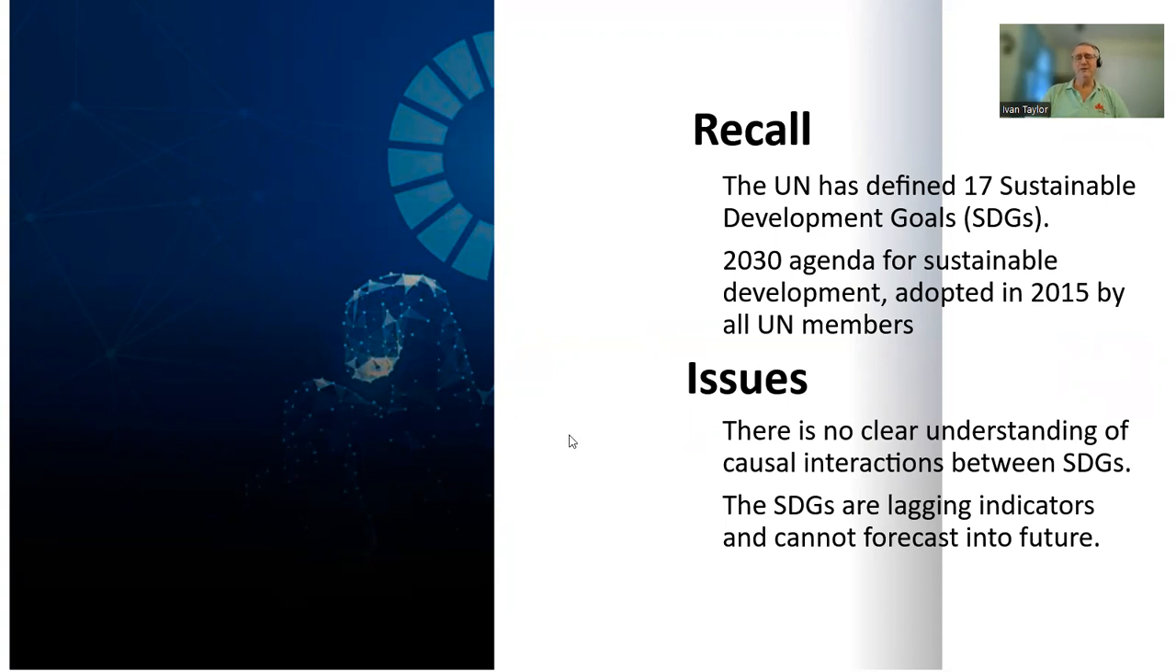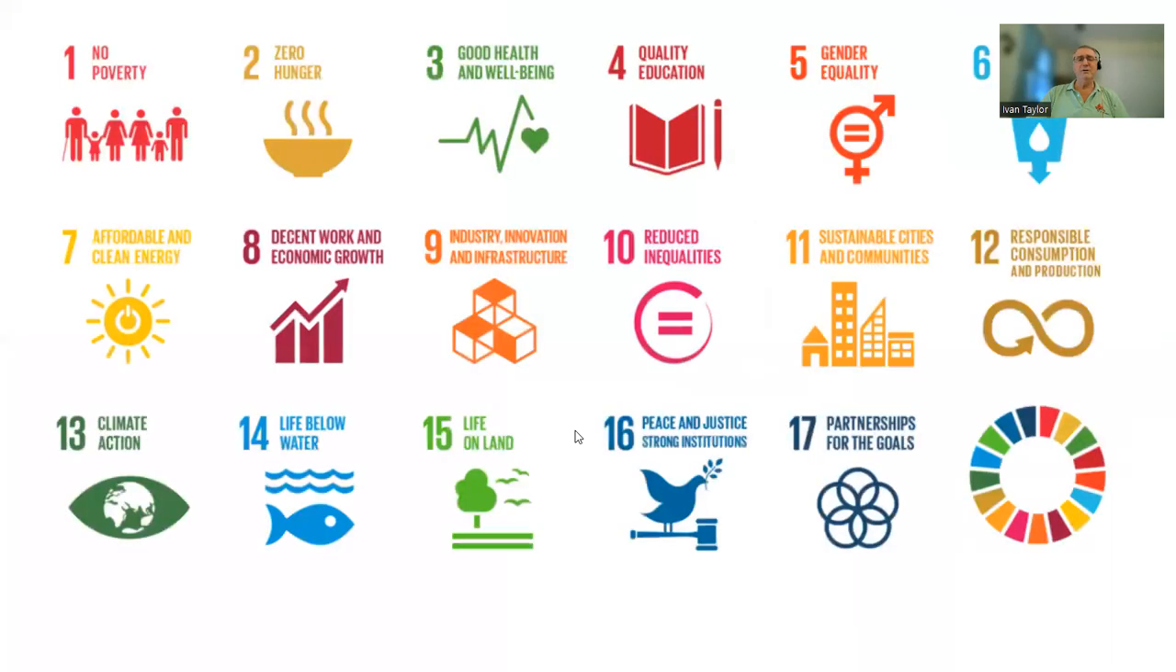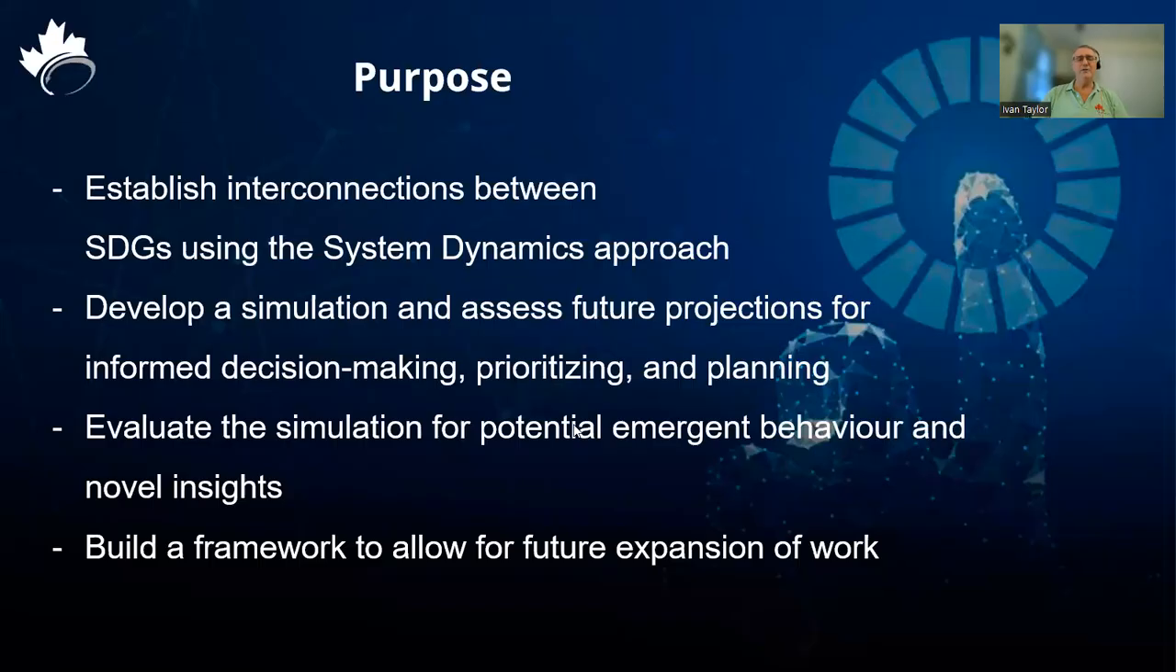Now we have a number of issues with this system of goals, is that there's no clear understanding of the causal interactions between the SDGs, and that the SDGs are lagging indicators, which means they're estimating things that happened in the past, and they cannot be used effectively to forecast into the future. So recall these are the 17 SDGs.